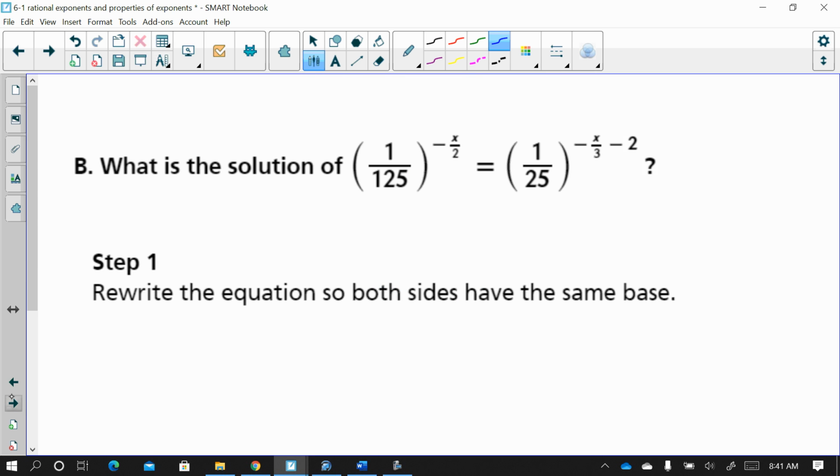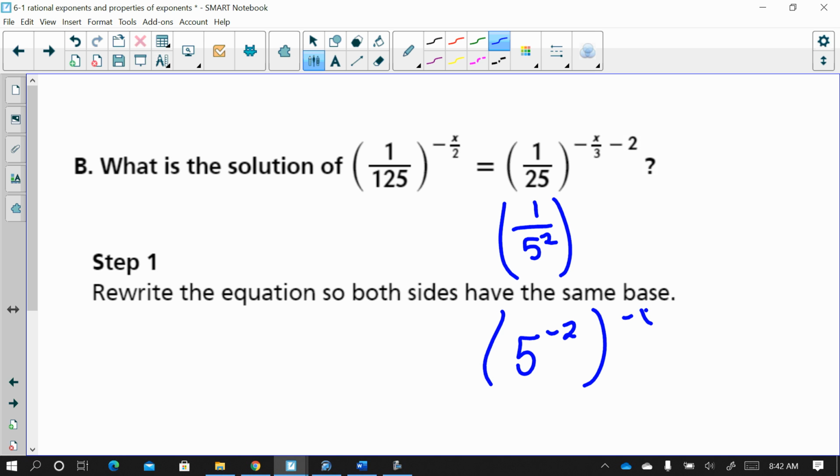Okay, this one, we're going to have to rewrite both. We have 1 over 25 and 1 over 25. Well, when I see 25, I immediately think 5 squared. But I don't like fractions. So how can I get 5 squared to the top? Well, that's the same thing as a negative exponent. So this side really becomes 5 to the negative 2. And then I keep that other exponent.